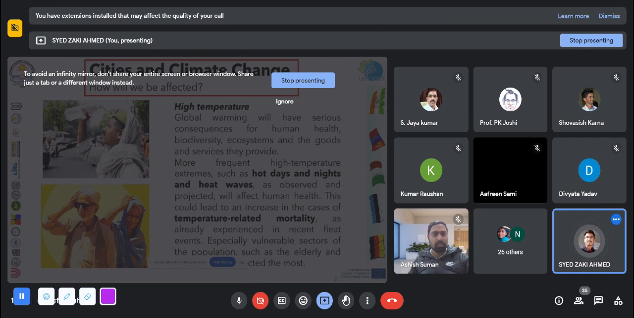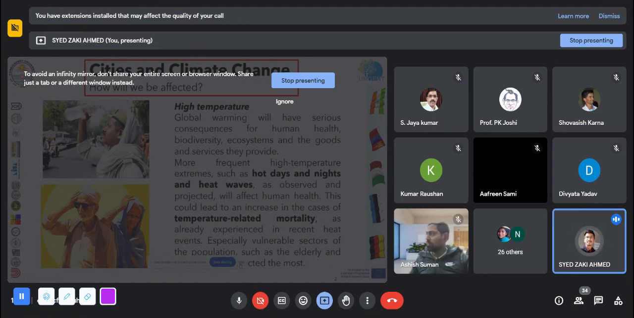So we all know about the climate change, global warming, and this is the topic which we have learned from our school days. But how the cities will be affected with the climate change? Most important factor is the high temperature. Global warming will have serious consequences for human health, biodiversity, ecosystems, and the goods and services they provide. More frequent high temperature extremes such as hot days and nights and heat waves as observed and projected will affect human health. This could lead to an increase in the cases of temperature related mortality.